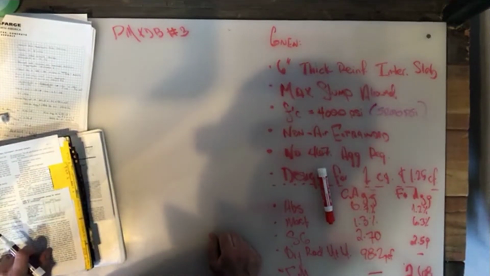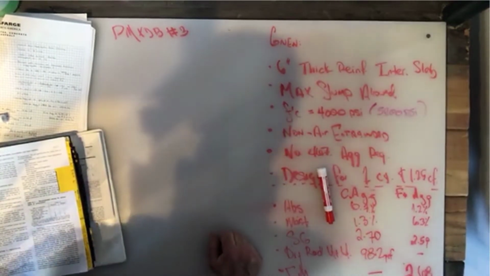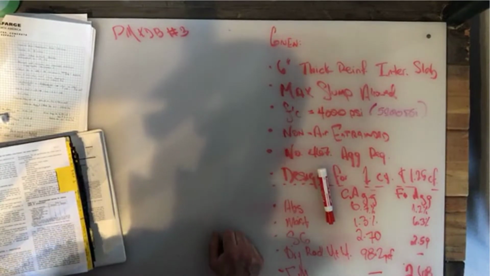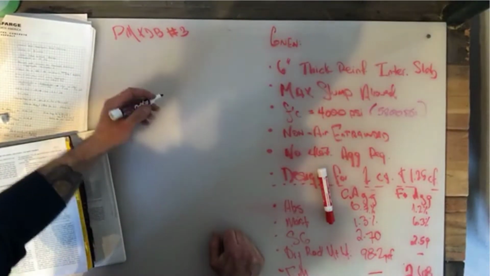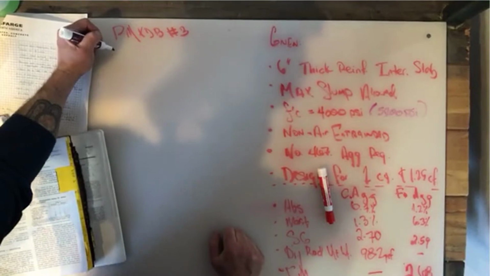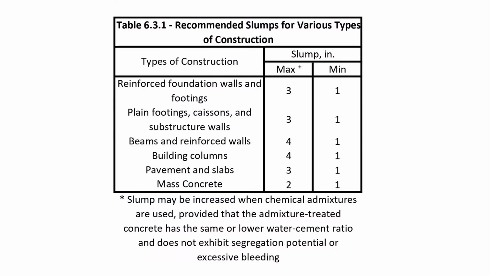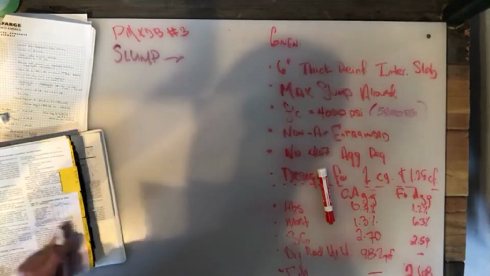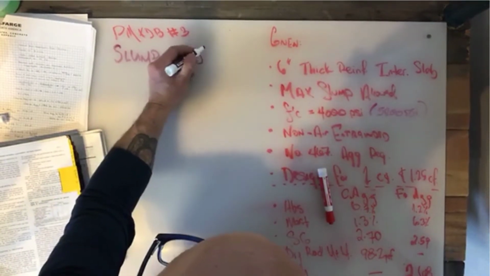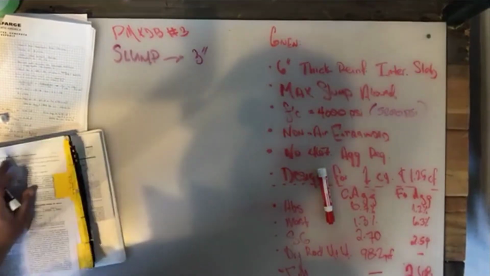211.1. Step 1 is going to be recommended slumps for various types of concrete. So we're going to start with our slump. Let's see if I'm in the right place. Yep, so slump. And if you look at table 6.3.1, for pavements and slabs, it says a maximum is 3 inches, the minimum is 1 inch. So for slabs, we're going to do a 3-inch maximum slump.